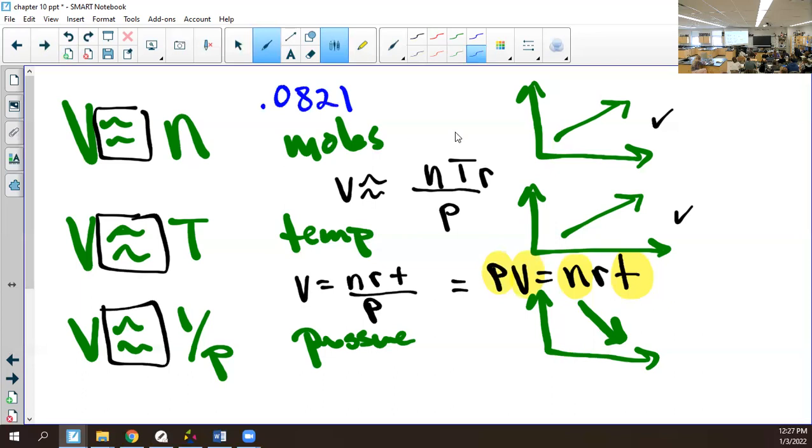0.0821 moles liter Kelvin or something like that. I can't remember the unit.